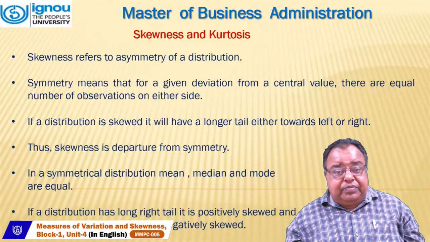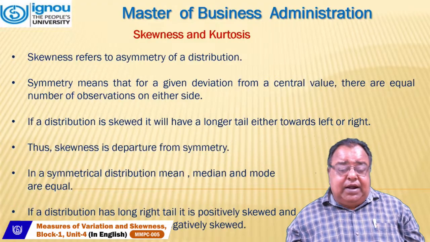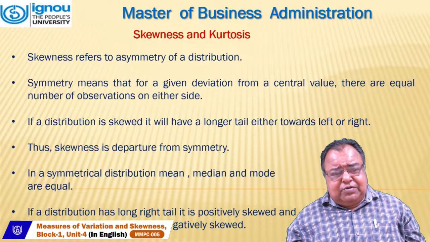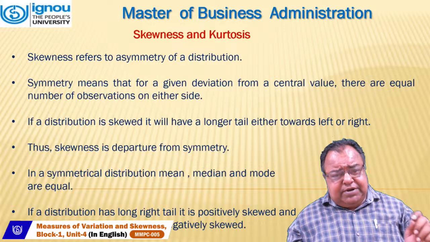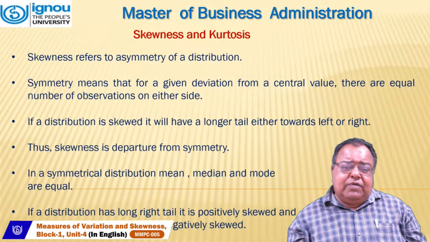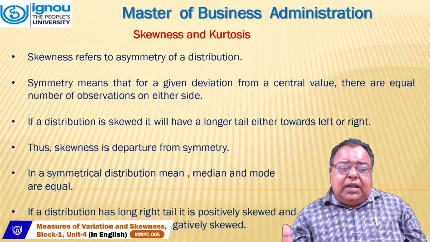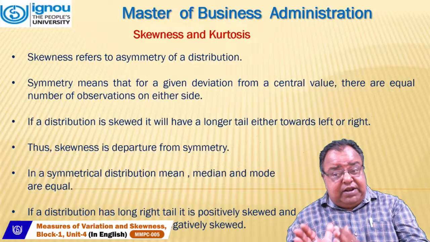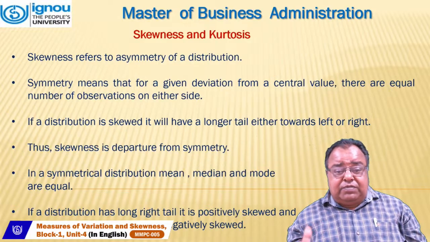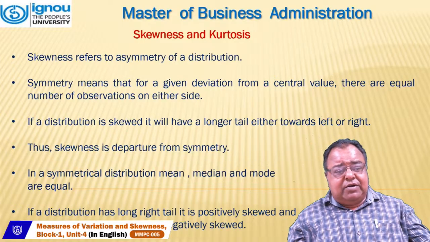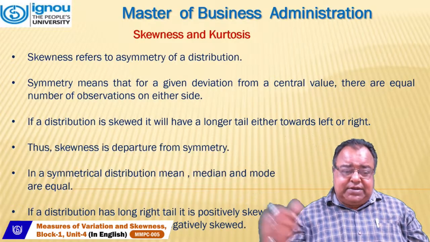Then comes skewness and convergence. Skewness refers to the asymmetry of the distribution. That means variation from the mean point. Symmetry means that for a given deviation from the central value, there are an equal number of observations on either side. That means we can say that 50% are on the left side and 50% on the right side.